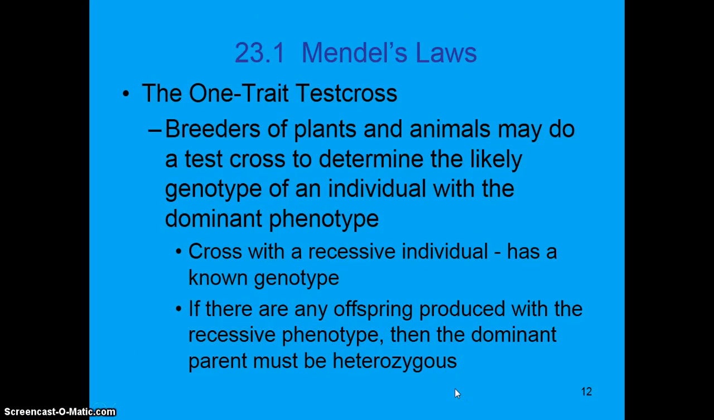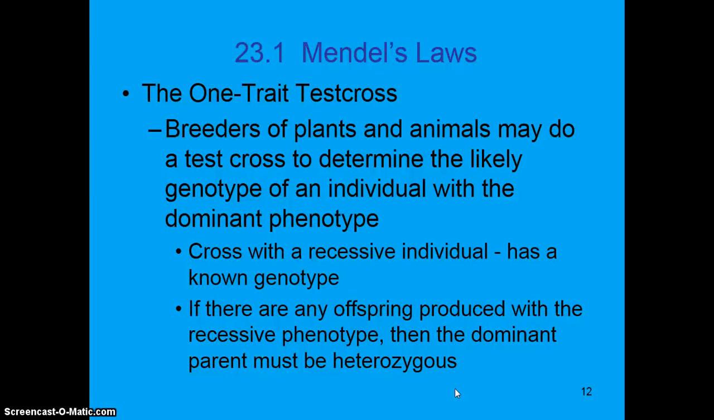So what happens if you have an individual who has a dominant trait showing? Do we know if that individual is homozygous dominant or heterozygous dominant? We don't know just by looking at their physical appearance because those have the same phenotype. So we do a test cross in order to determine whether that individual is homozygous dominant or heterozygous dominant.